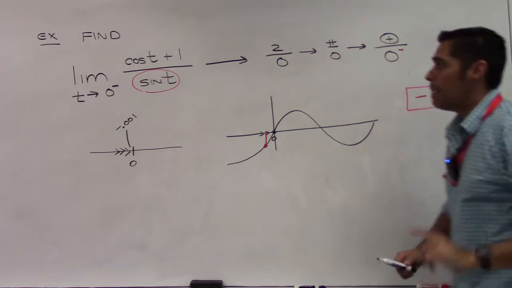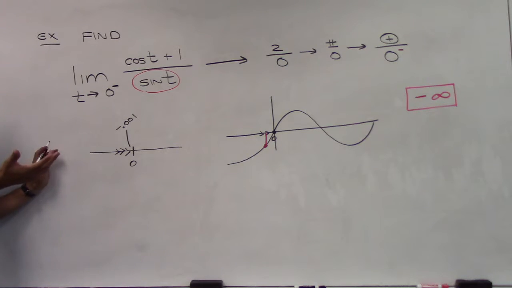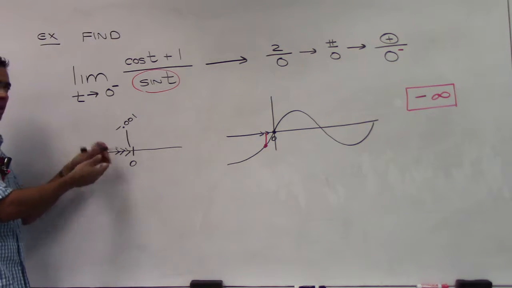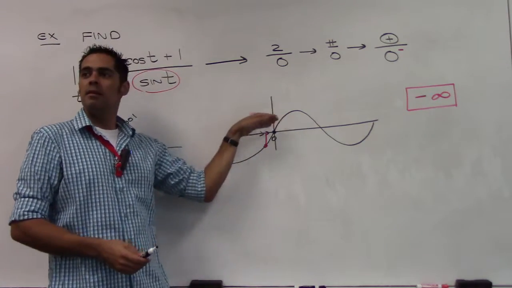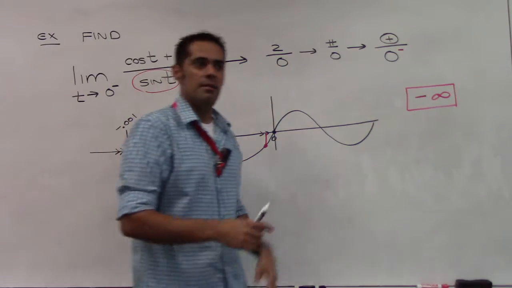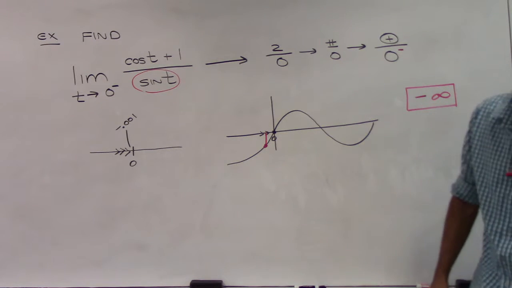Now, what would have happened had I not put that negative up here? It would have been does not exist, because from the left it would have been a little negative number, but when we come from the right, it would be a little positive number. And then it would be different from both sides. Questions? Comments? Concerns?